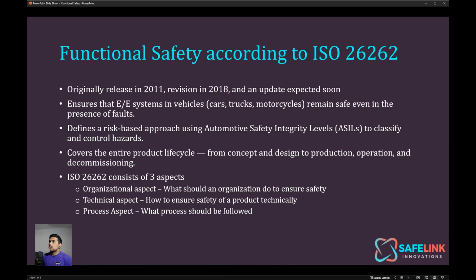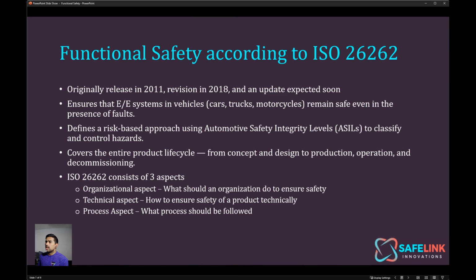ISO 26262 is the standard for functional safety for automotive systems. It was originally released in 2011. There was a revision published in 2018, and one more is expected very soon.